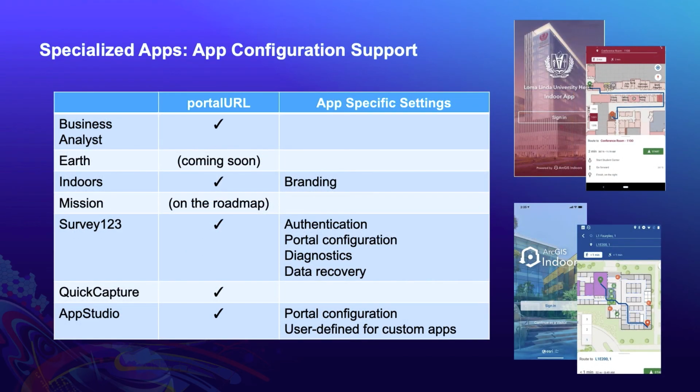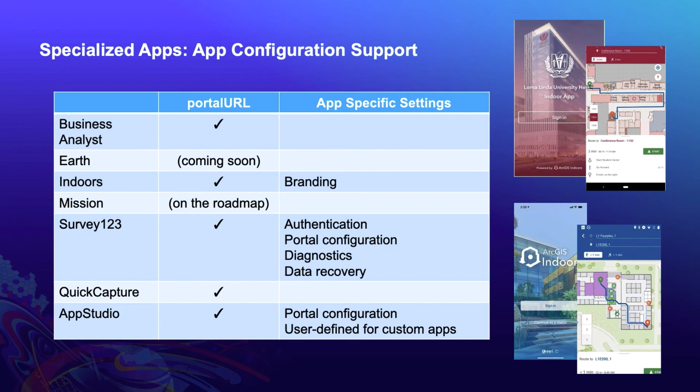And when thinking about the specialized apps, you can see in the table that almost all of them support the portal URL parameter when launching the app. ArcGIS Earth, it is coming very soon. I think it's planned for this first quarter of the year, and with Mission Responder, it is on the roadmap. So that's something that we see as a universal parameter, something that streamlines workflows for the majority of our users.